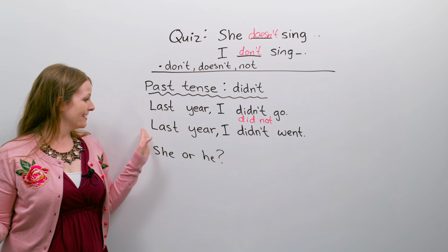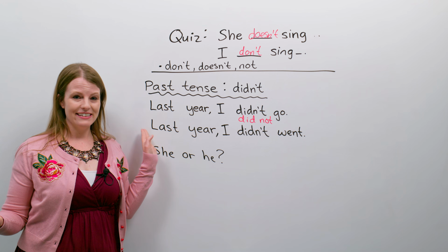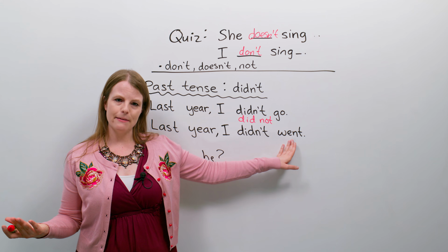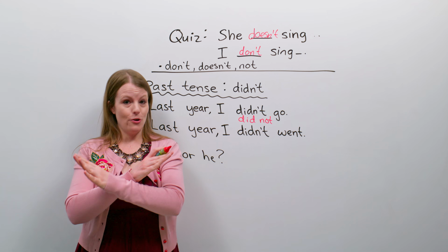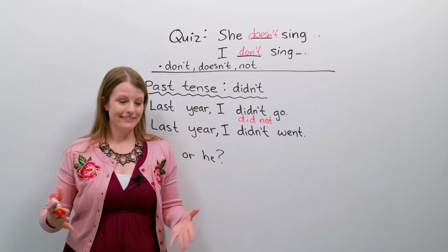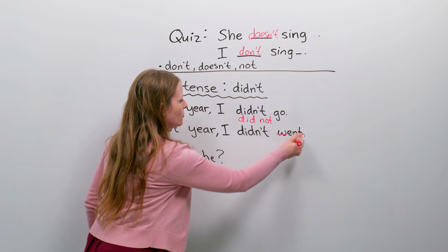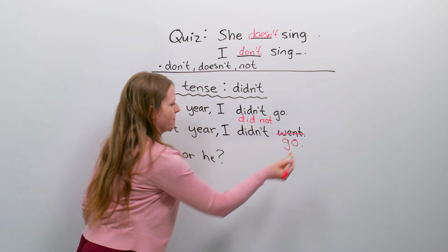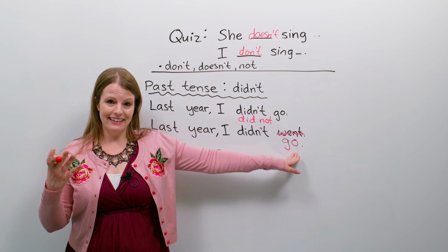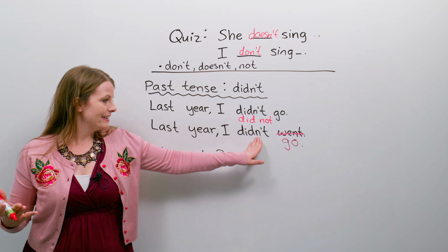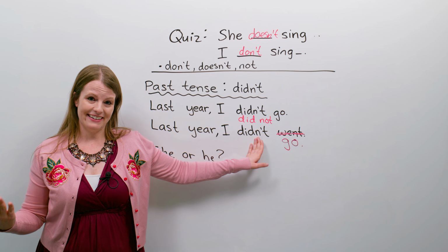Can we say this? Last year I didn't went? Well, went is a past tense verb. Is this okay? No, this is not correct. We need to keep it in the base form. So you don't change the verb. The verb stays in the base form. Didn't tells us it's the past tense.